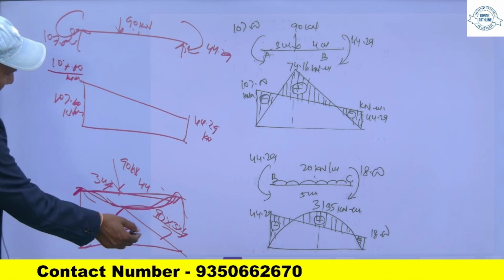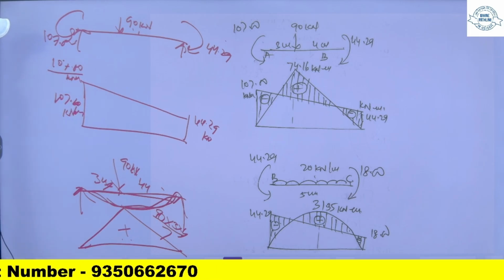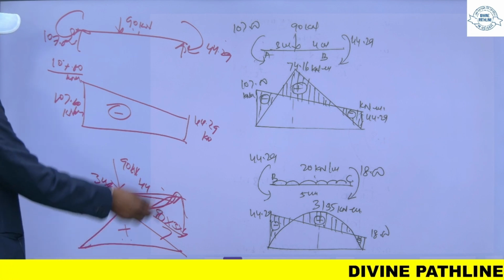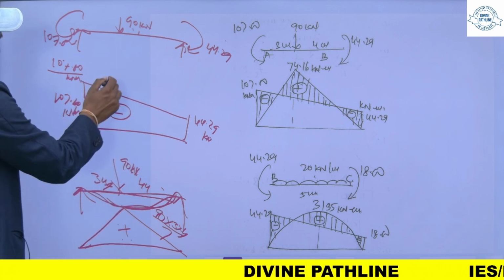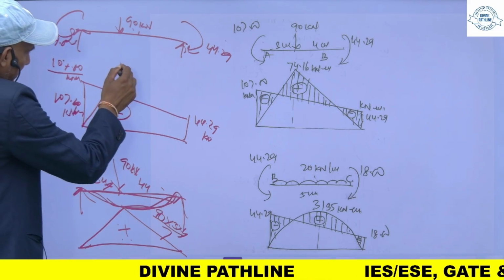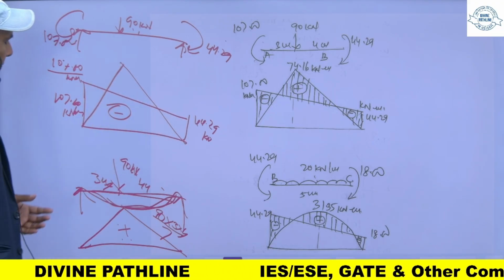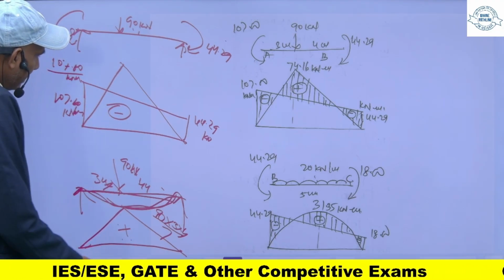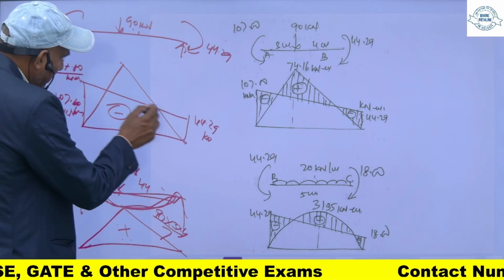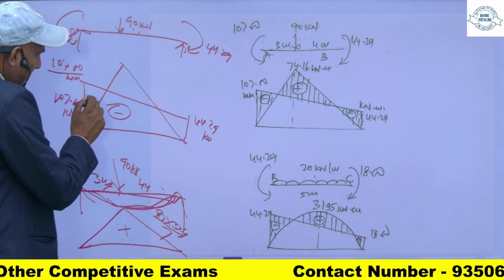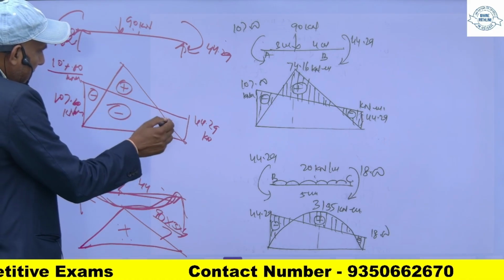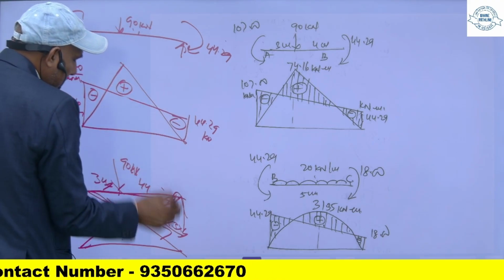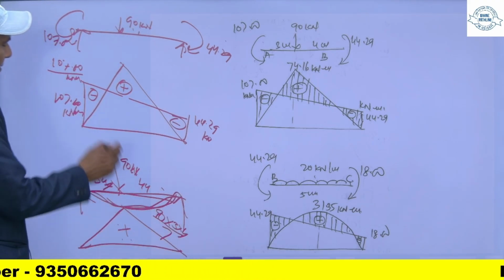When you superimpose this moment, this is sagging, this one is hogging. This is hogging, and this one is sagging. When you superimpose this diagram on this, it will be like this. So this portion will be plus, this is minus. So this portion will cancel, and now this will be minus, this is positive, and this is negative. So your moment will be like this.